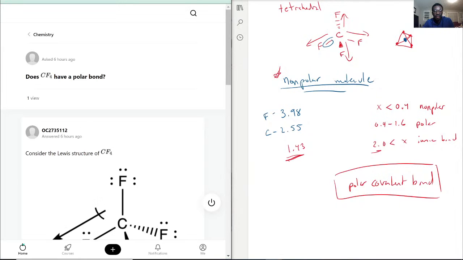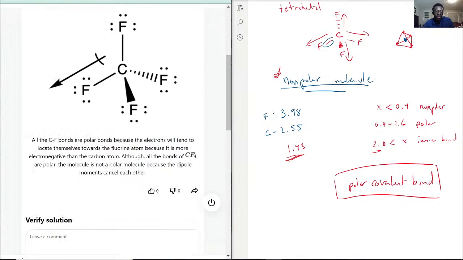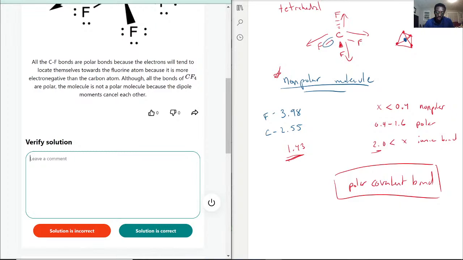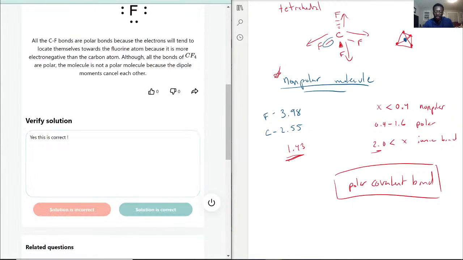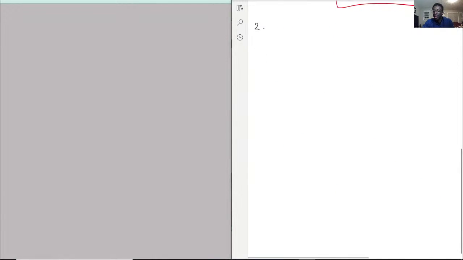So with that being said, let's check it out. They show all the CF bonds are polar bonds, perfect, and because fluorine is more electronegative, that is true. But although all the bonds are polar, the molecule is not a polar molecule because all the dipole moments cancel out. So does carbon tetrafluoride have a polar bond? Yes, this is correct. But is it a polar molecule, as it also says there? No. So with that, let's move on to question 2.